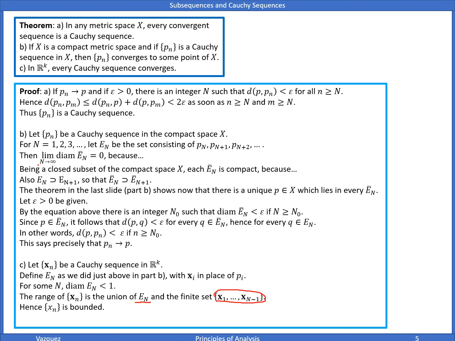So therefore, X sub n, and this should be bold, I don't know why it's not, X sub n is bounded. And since every bounded subset of R^k has a compact closure in R^k, our theorem just follows from what we just saw above, right? That it indeed converges to some point of the space in R^k.